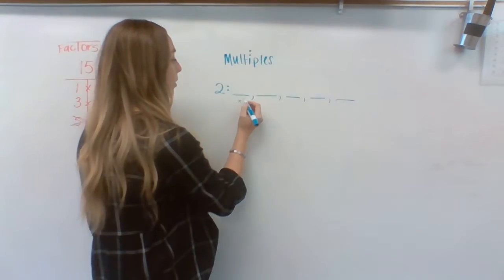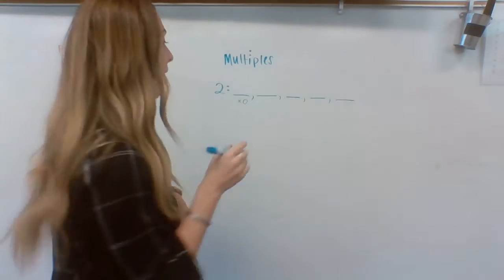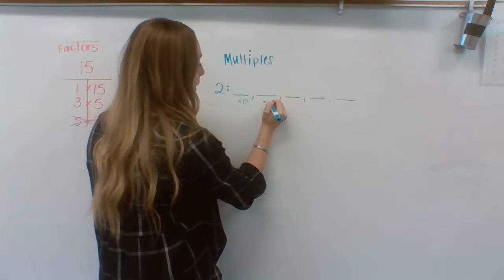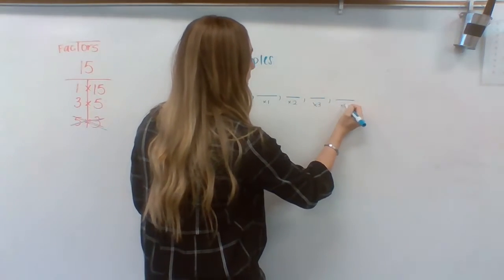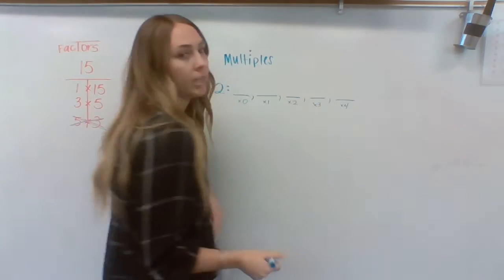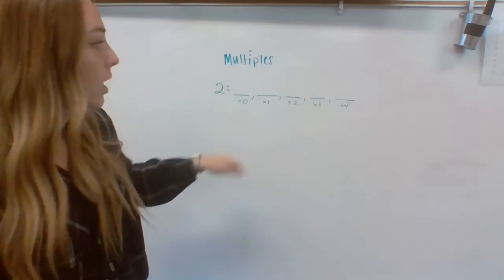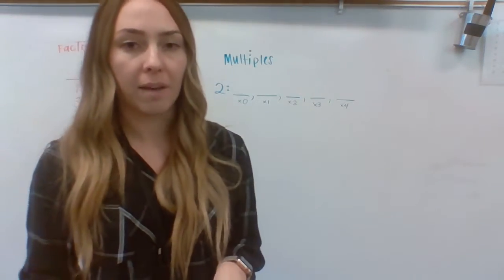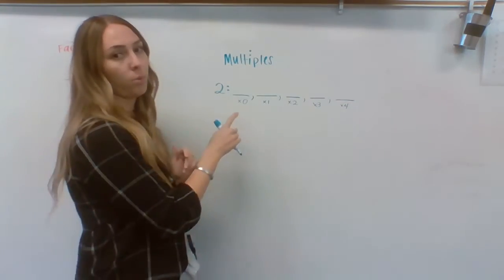So the first one would be 0. Don't forget the 0. People always leave 0 out. The next one is 1, 2, 3, 4, and it would go on and on and on, depending on how many multiples they asked for. Most of the time, it won't ask for more than 5. It'll say list the first 5. So if I look at this, I'm just going to go through.